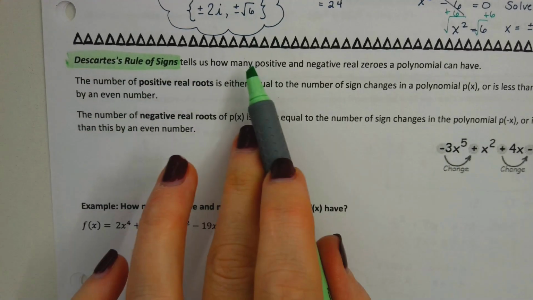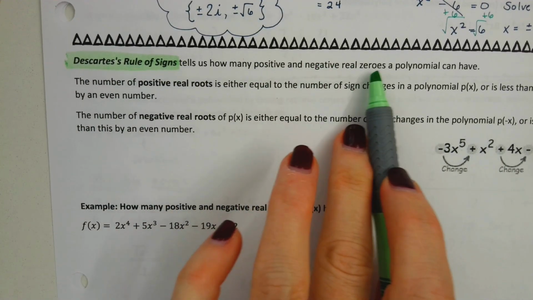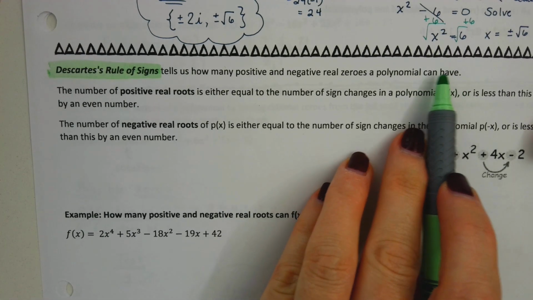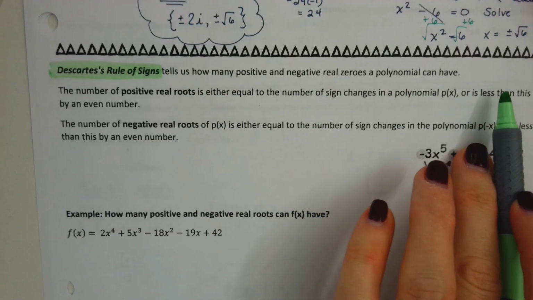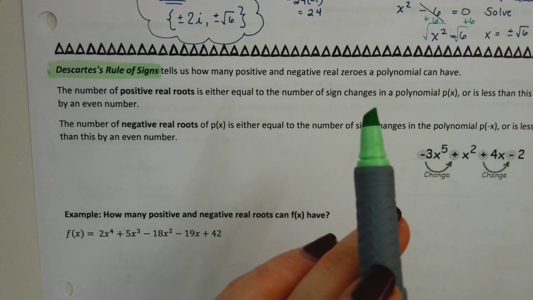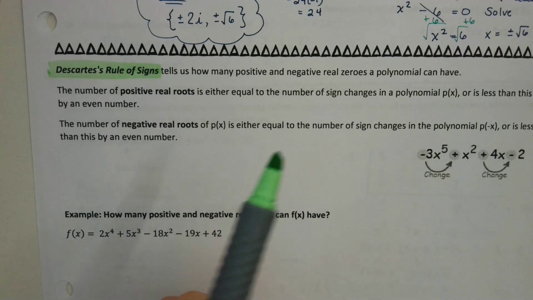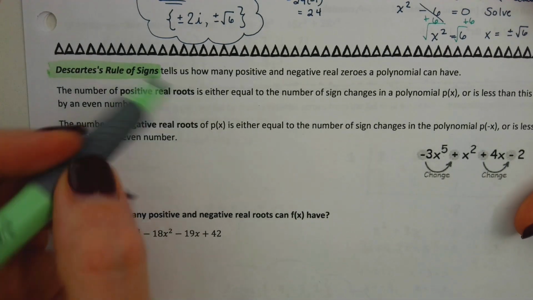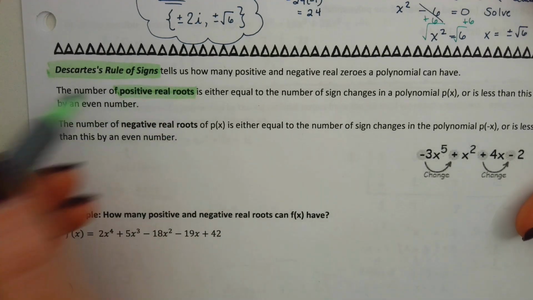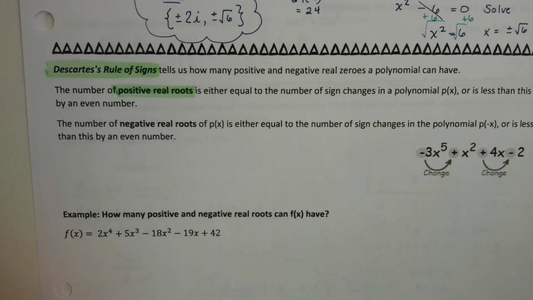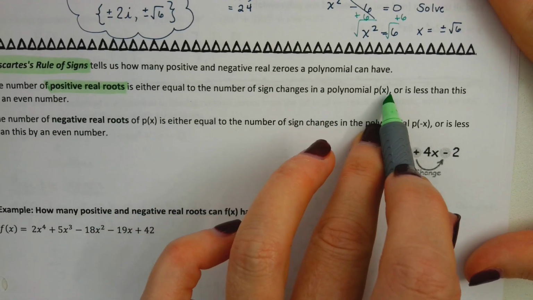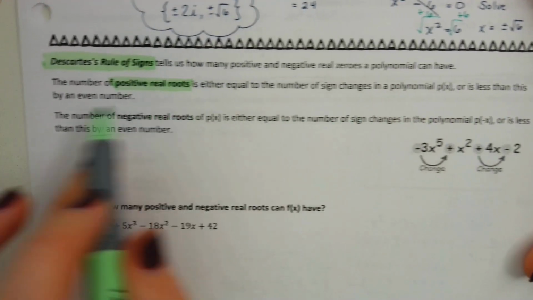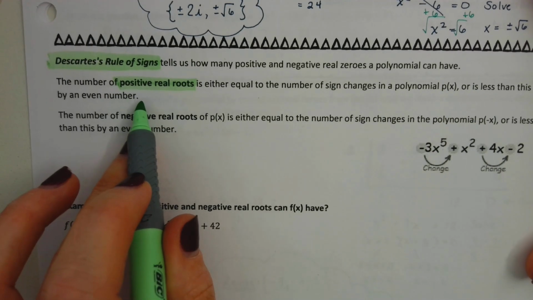Descartes' rule of signs tells us how many positive and negative real zeros a polynomial could have. Okay? It's all the possibilities of what they could have. It doesn't necessarily tell you what they are, it just tells you how many it might have. The number of positive real roots, I'm going to read this and you're going to go, huh, and then I'll explain it. It's either equal to the number of sign changes in a polynomial, or it's less than that by an even number. And I know what you're thinking.